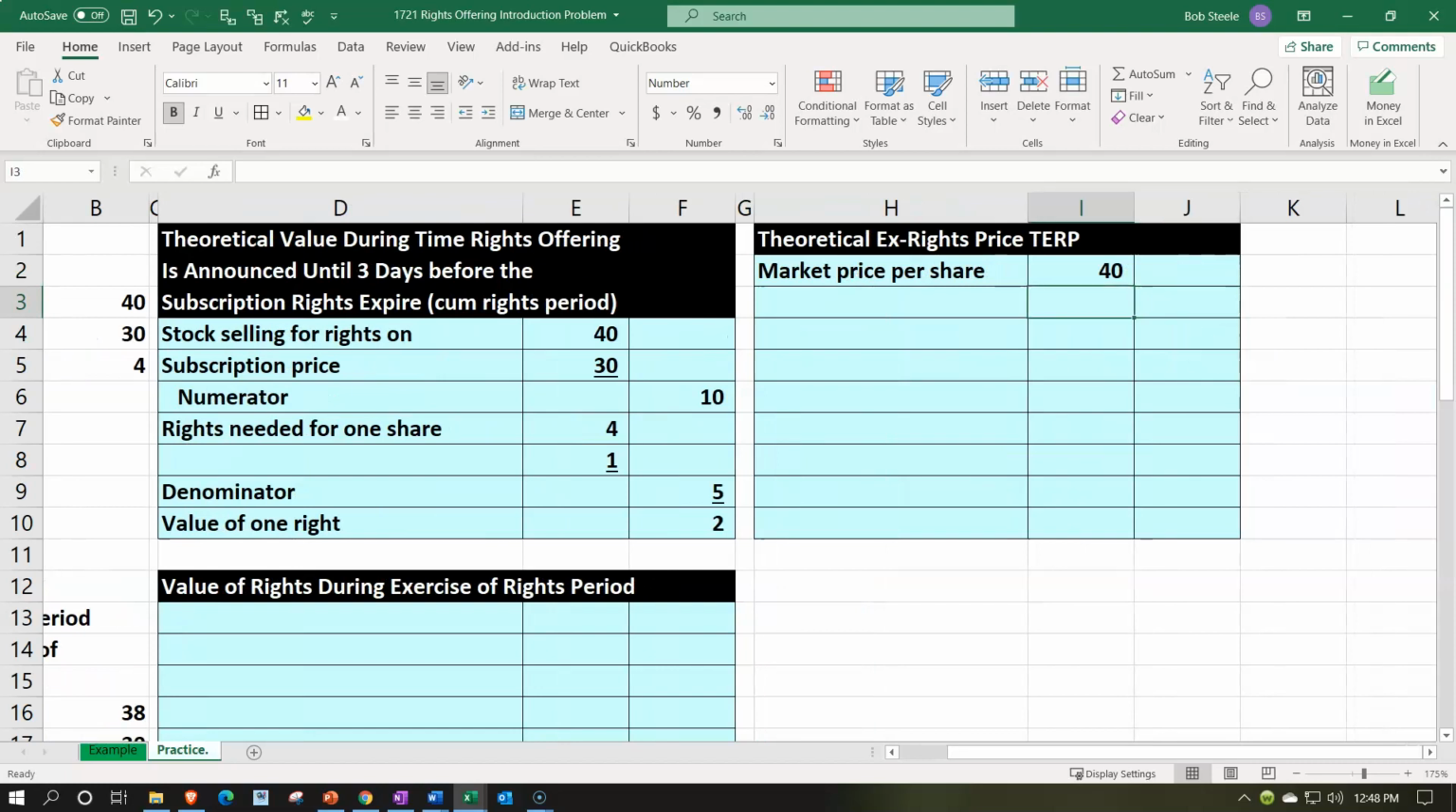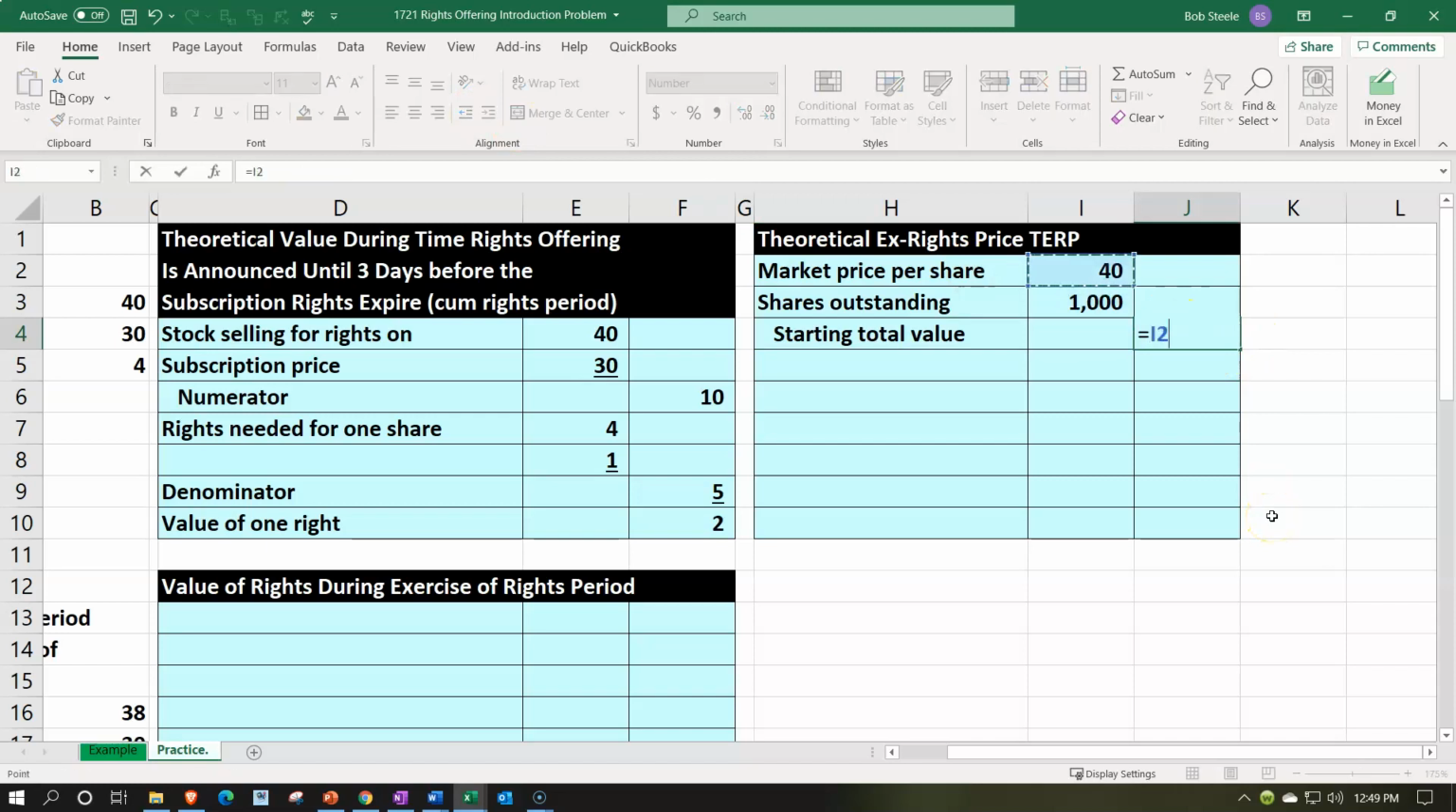Now let's think about the number of shares outstanding. I'm just going to assume that there's 1,000 shares outstanding. So 1,000 shares outstanding is going to give us our starting value based on the market. The market would think that there's 40 times 1,000. That would be the value of the company based on the market.